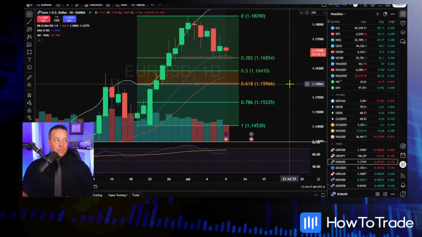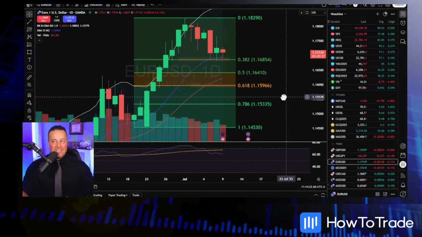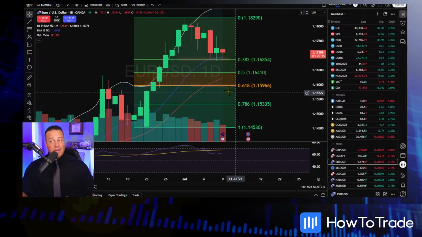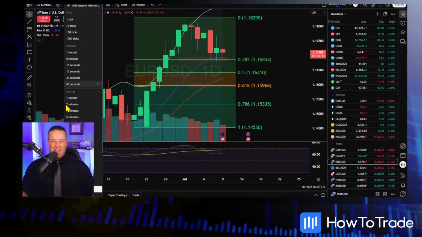115.96-ish. That's a good one for the Euro USD. So I would be very, very careful trading this. If I was short, I would be very careful. This is a long-term bullish. It's not a long-term, it's an intermediate-term bullish setup.